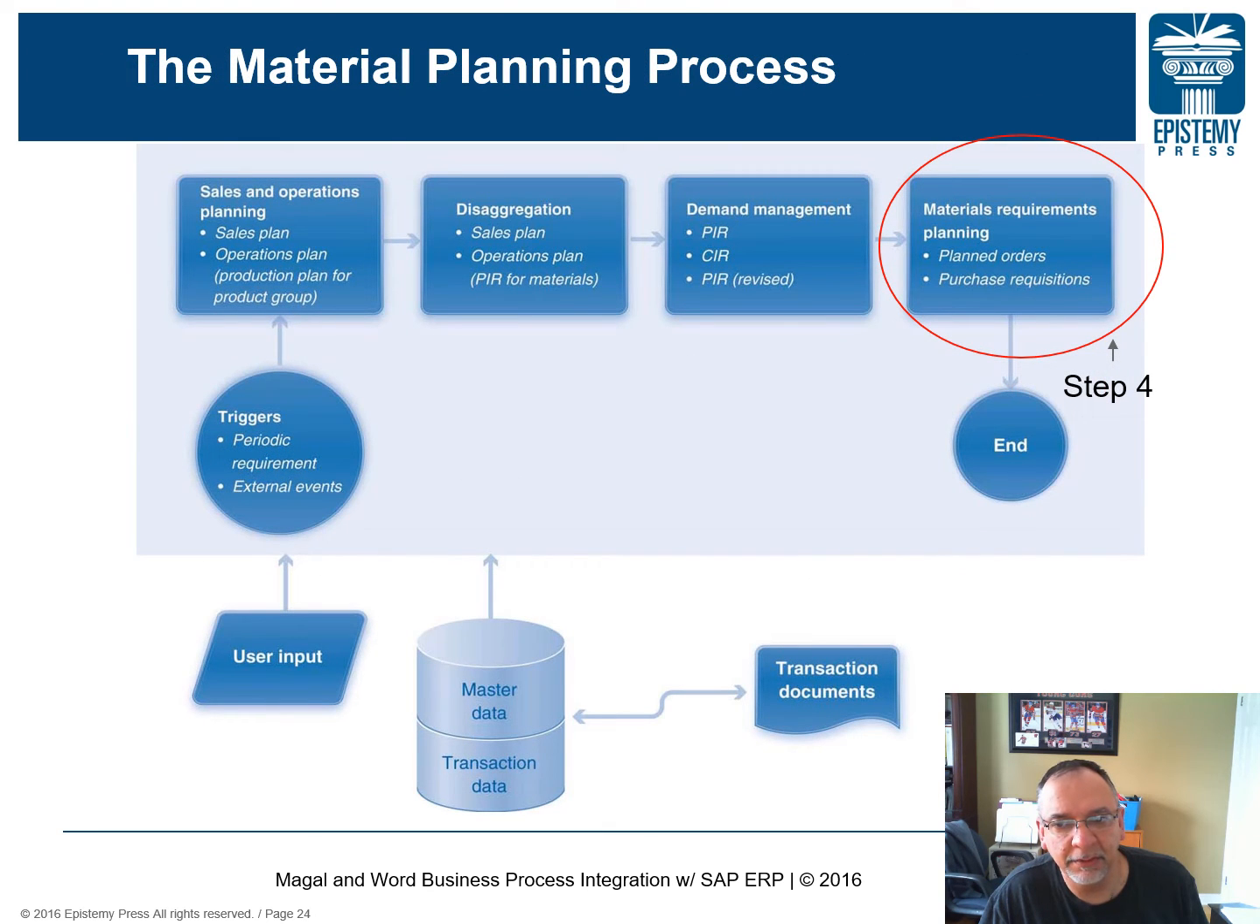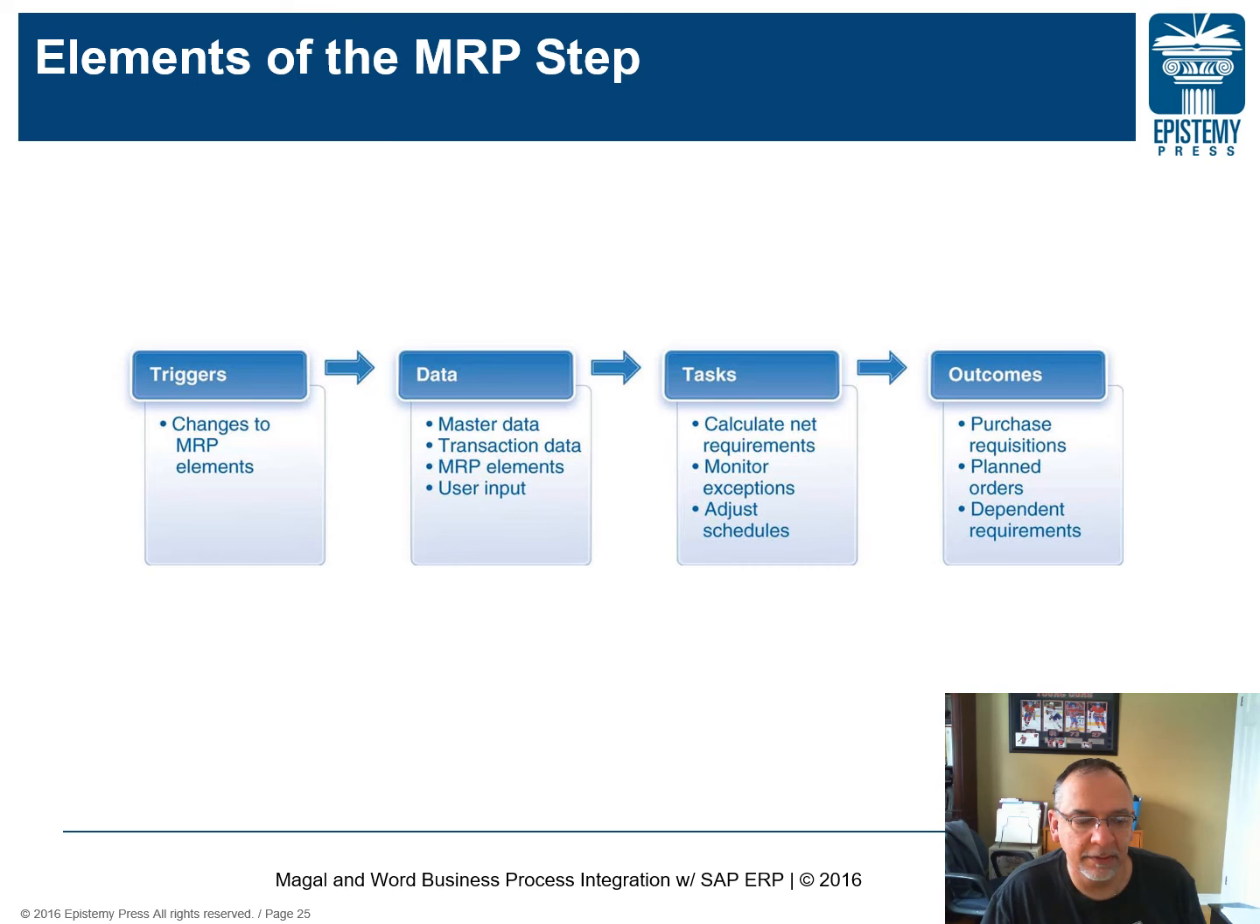Finally, we have step 4, the material requirements, which are looking to create planned purchase orders or planned internal production orders or purchase requisitions for externally purchased products. And the elements, again, are changes in the MRP, which can create the recalculation of net requirements and adjusted production schedules.